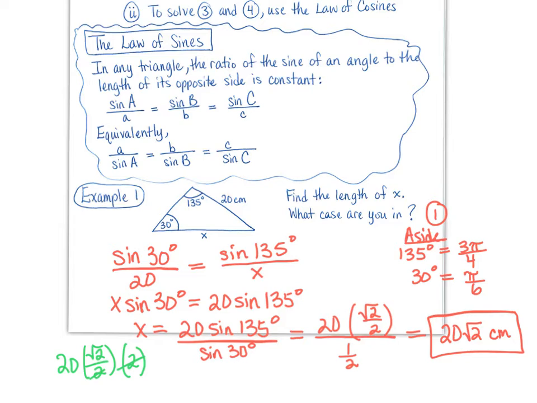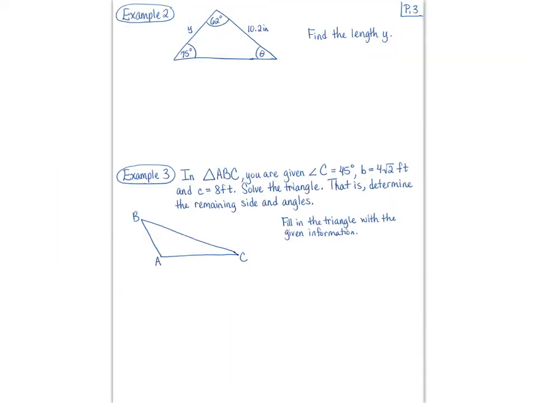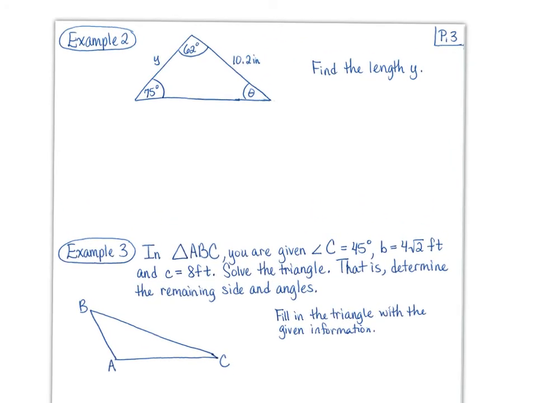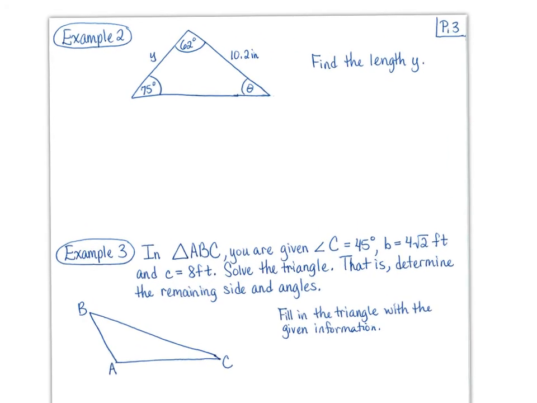Okay. Example 2. Did you get everything from example 1? Okay, good. So, now we have this triangle here. This angle is 75 degrees, this angle is 62 degrees, this angle is theta. This side is 10.2 inches. We need to find the length y. How do we go about finding the length y?